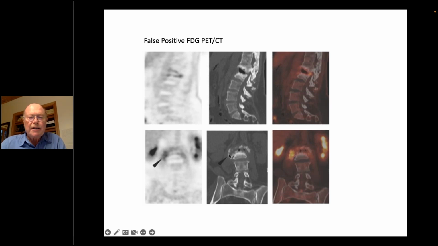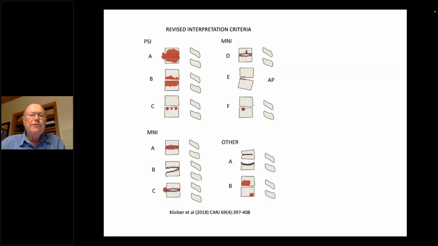Bone fragments that adhere to the annulus that gets displaced outward outline the extent of the joint. And you can see that the abnormal activity that was considered to be in the soft tissues is actually within the confines of the expanded joint. For those of you who are interested in the details, the revised interpretation criteria are detailed in a paper in CARJ in 2018.